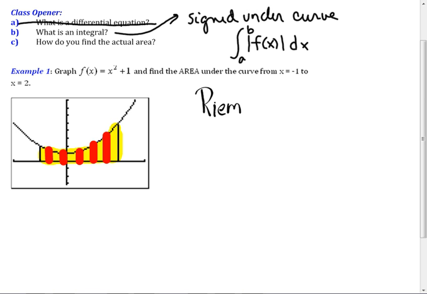Yeah, well, this is an application now. So where do we use integrals? We use them to find areas under curves. Okay, so Riemann sum is you're going to add up all the heights. Well, guess what the height is? Height is equal to f of x.